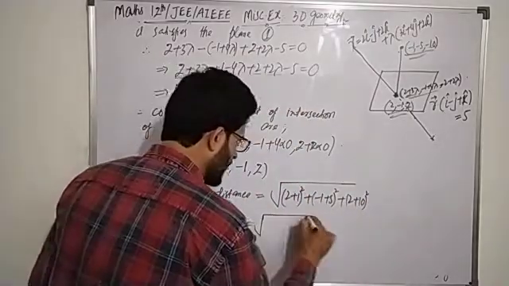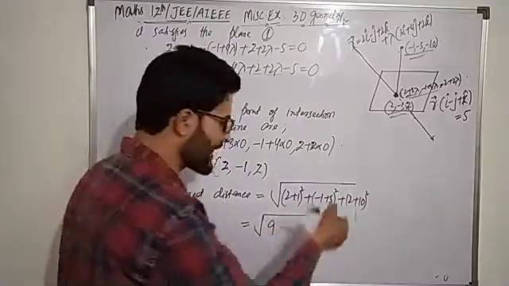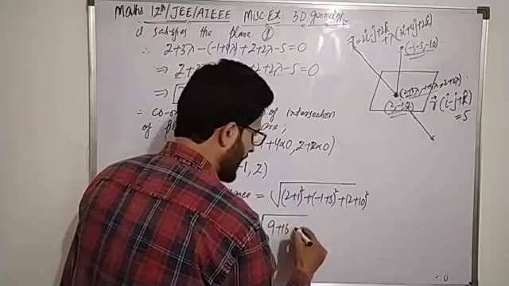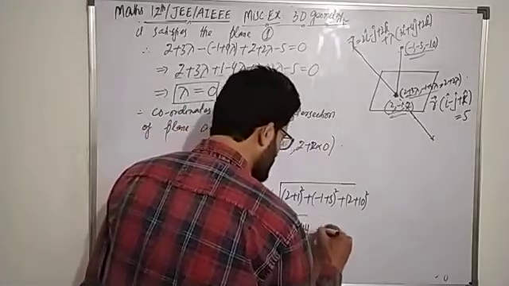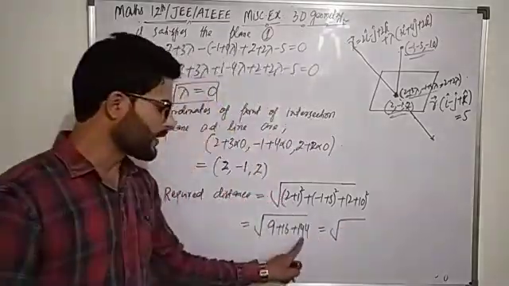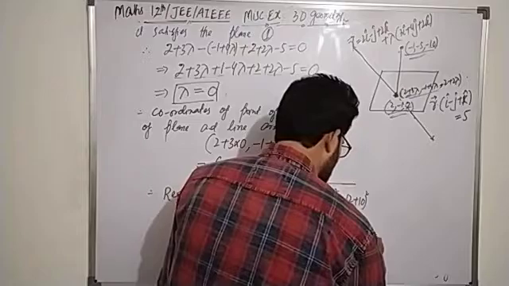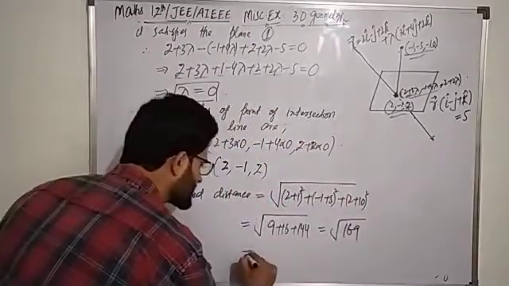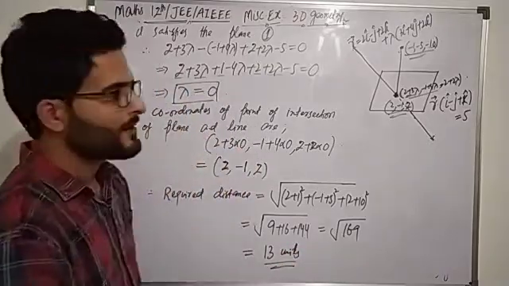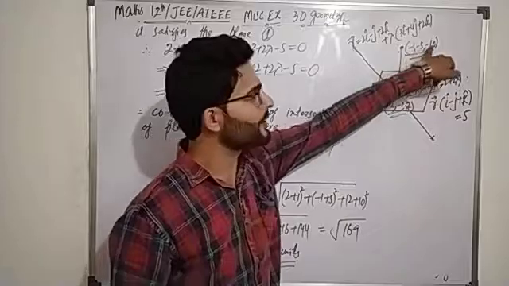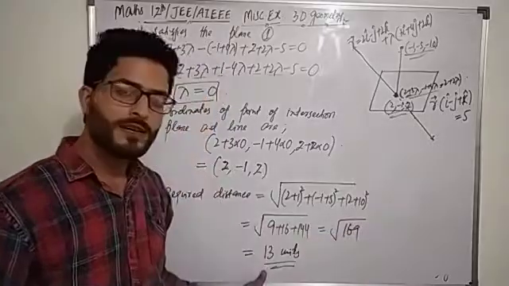That must be equal to square root of 2 plus 1, 3 square is 9, minus 1 plus 5, that is plus 4 square is 16, and plus 10 plus 2, that is 12, and 12 square is 144. So this will come out to be square root of 144, 9 plus 16 is 25, 144 plus 25 is 169, and square root of 169 must be equal to 13 units. So the distance between the point -1, -5, -10 and the point of intersection of plane and line must be 13 units.